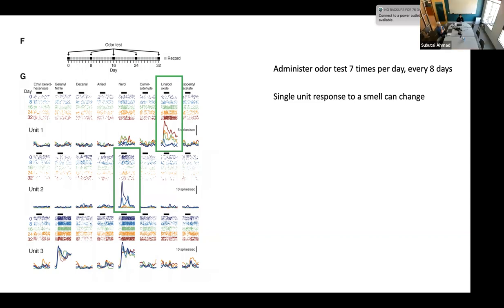Yeah. And do you know if the animals were exposed to these odors before the experiment started at all? Are these completely novel? I don't know if they mentioned that. I don't know if these specific odors were familiar or not before the experiment, but they do test that in a later experiment with different odors.